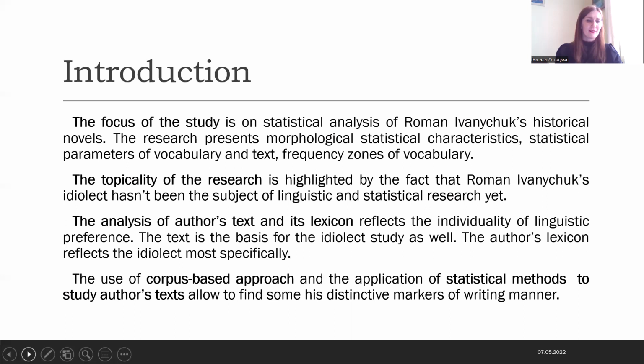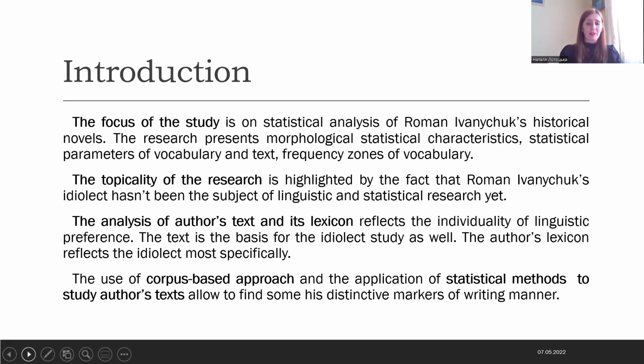The paper presents the statistical study of Roman Ivanychuk's historical novels. His idiolect hasn't been the subject of linguistic and statistical research yet. The analysis of the author's text and its lexicon reflects the individuality of linguistic preference. The text is the basis for the idiolect study as well. The author's lexicon reflects the idiolect more specifically.